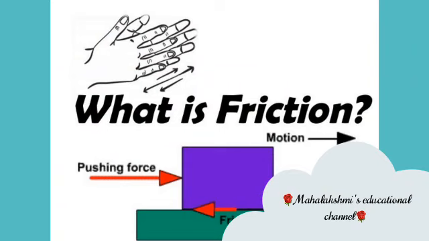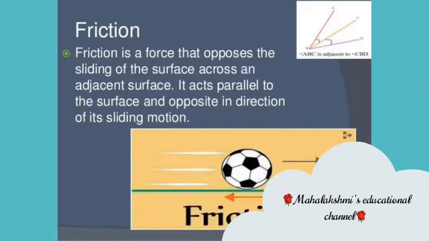Today we are going to learn about what is friction. Friction is a force that opposes the sliding of a surface across an adjacent surface. It acts parallel to the surface and opposite in direction to the sliding motion.